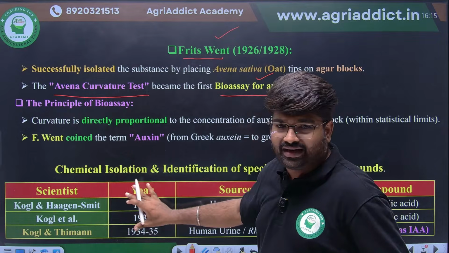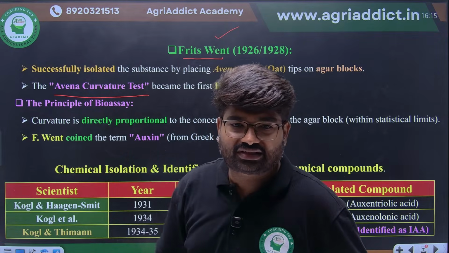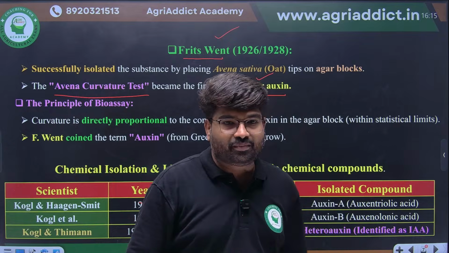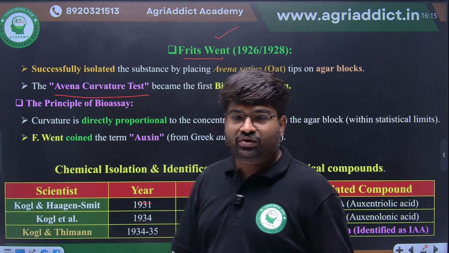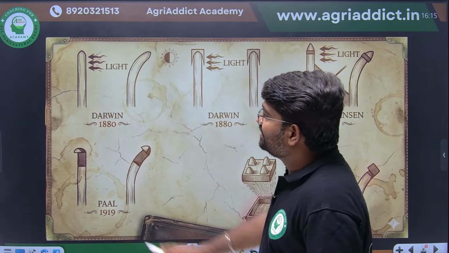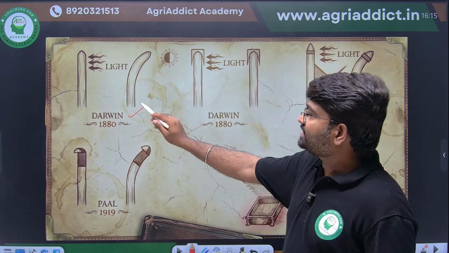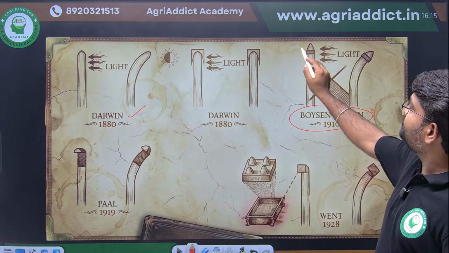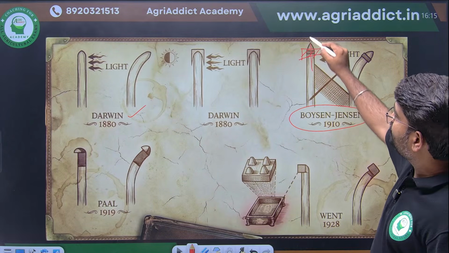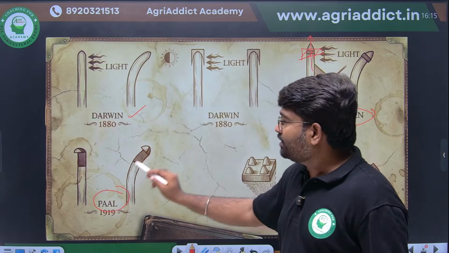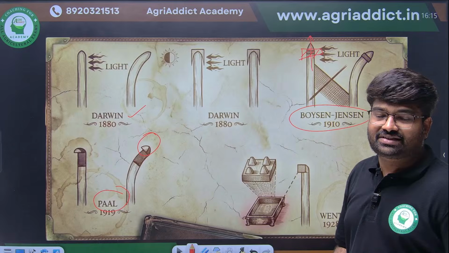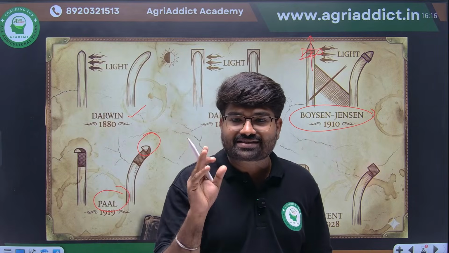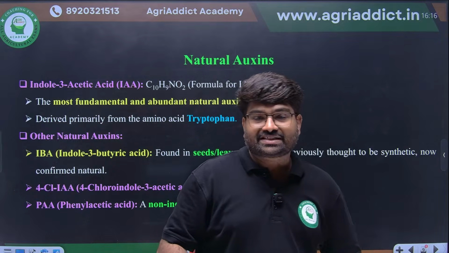Apart from that, there are minor classifications of auxins. You just go through this, it is not that important: auxin A, auxin B, and heteroauxin, where they were isolated from and which scientist contributed. The experiments: Darwin first concluded about phototropic responses. Boysen Jensen placed the agar block and concluded the stimulus is mobile in nature, and Paal concluded the tip is secreting some organic chemical substance. From this scientists' contribution we can expect some questions if they want to set a difficult question paper.